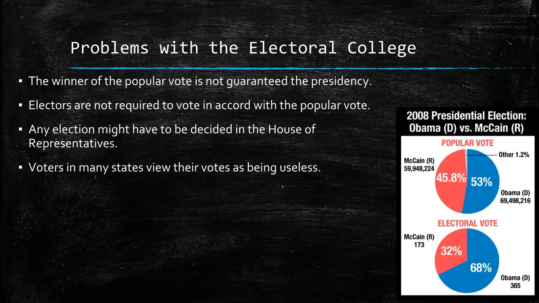In 2008, President Obama got a 53% victory in the popular vote, which is a pretty big margin for modern presidential elections. But in the Electoral College, it looks like he won by a landslide because he won 68% of the votes. So it doesn't really line up with the vote.